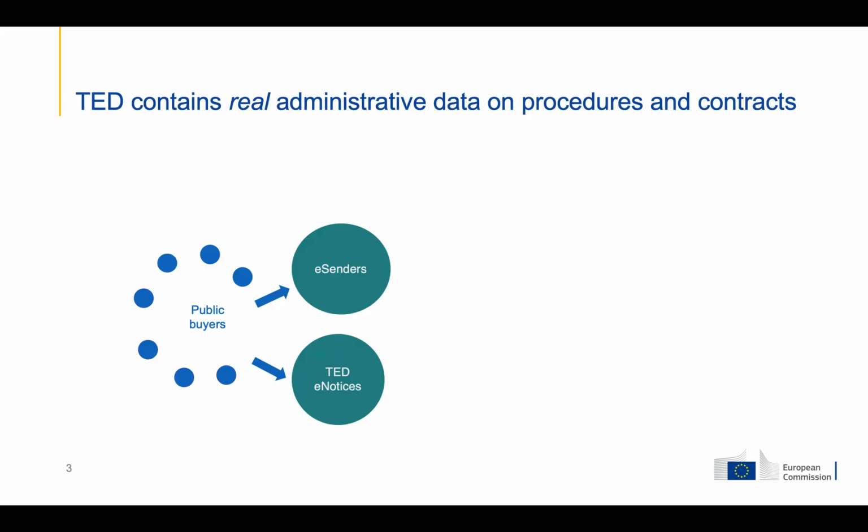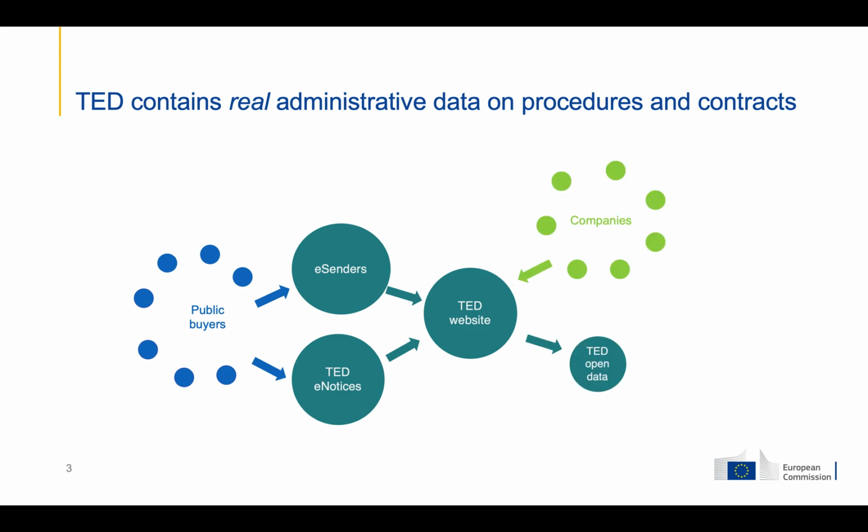The next slide shows how we are retrieving the data. You see that the public buyers on the left-hand side have two ways to submit a notice to TED. The first one is via an e-senders interface, a computer-to-computer interface. Most are using this one. The second is that TED provides a tool where public buyers can manually input the data for TED. There we collect all the data, and we provide the data available on TED on the Open Data portal.